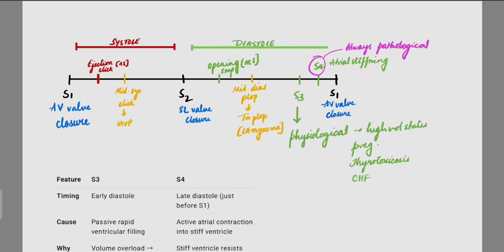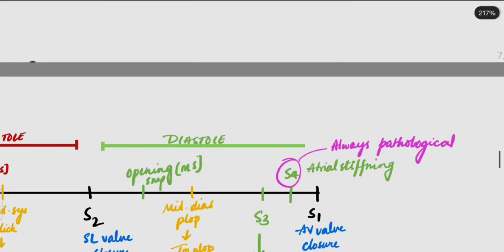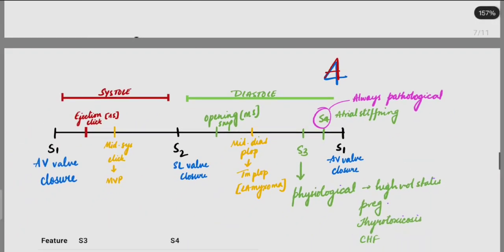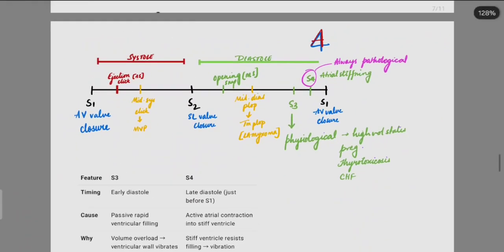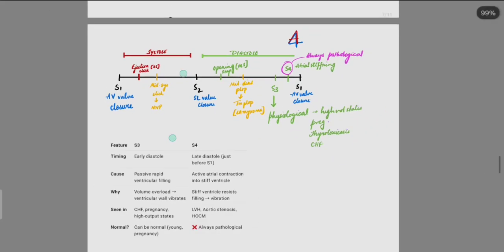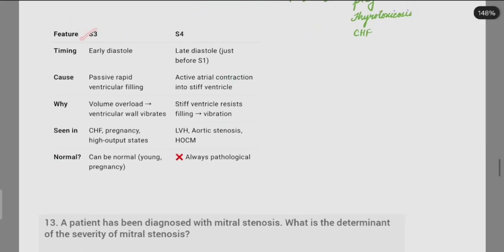And 3, you're going to always remember this as well. When I write 4, it looks like A, right? So this is because of the atrial stiffening, whereas S3 is going to be called the ventricular gallop. All right. And then you have the S1 AV valve closure. All right, so we saw S3 and S4.